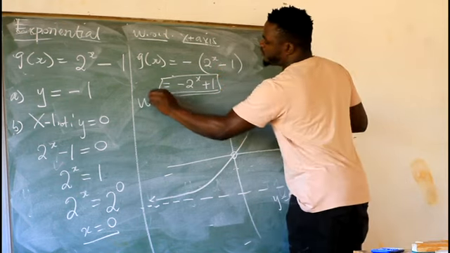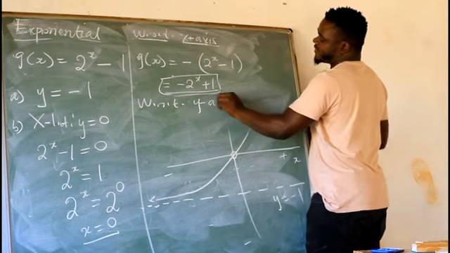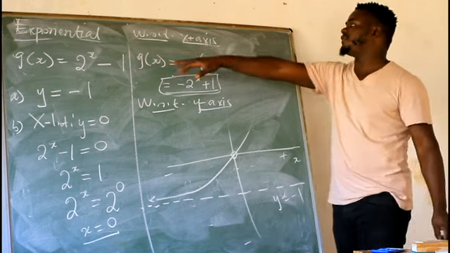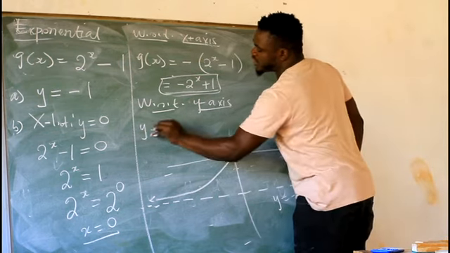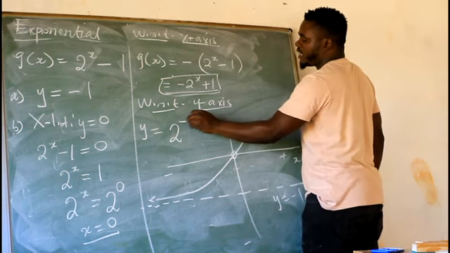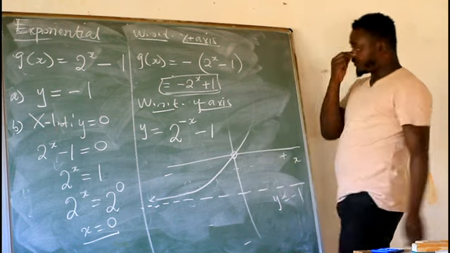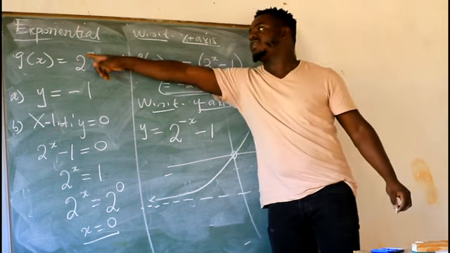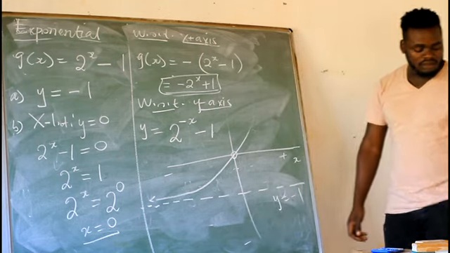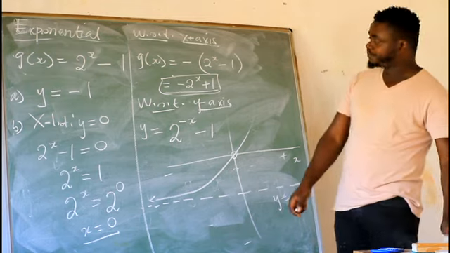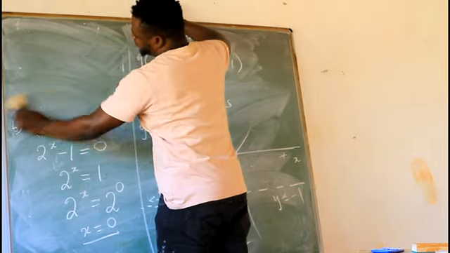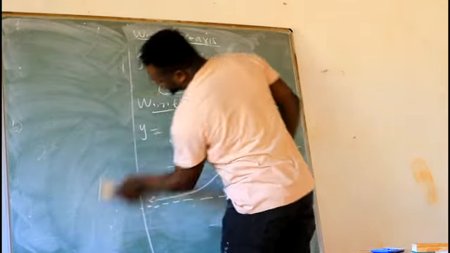What about with respect to y-axis? If ever they ask you the reflection with respect to y-axis of this graph, we are going to introduce negative. There is going to be 2 to the exponent negative x, minus 1. We don't have to change this one. Only introduce negative to that exponent of x. This is how we did the exponential graph. Are we together, guys?